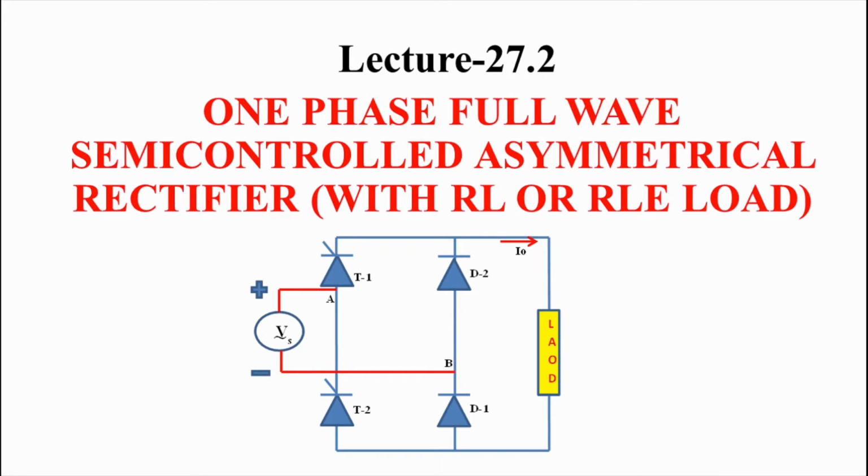Hi friends, this is the second part of lecture number 27, and in this lecture we will find the parameters for a single phase full wave semi-controlled asymmetrical converter with RL or RLE load. These are the waveforms which we have already derived in my previous lecture.